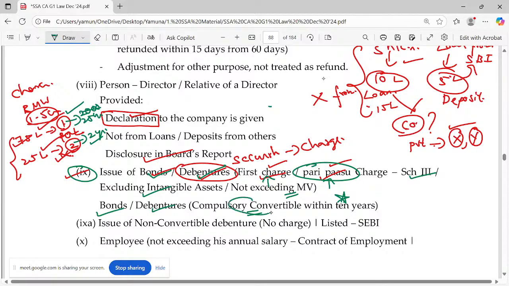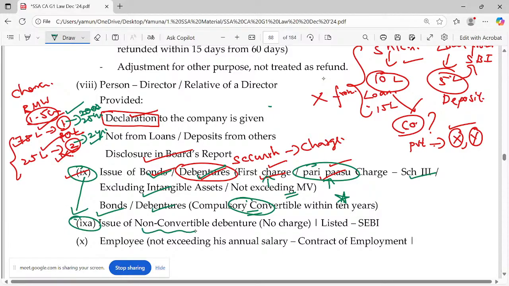What do you mean by compulsory convertible? Within this 10 years, it will be treated as equity shares. What is compulsory? It should be converted. We have partially convertible and compulsorily convertible, so non-compulsory and compulsory. This compulsory convertible will definitely be converted to equity shares within how much period? 10 years. Okay. With reference to this 9th point, there is an extension of this sub-rule.